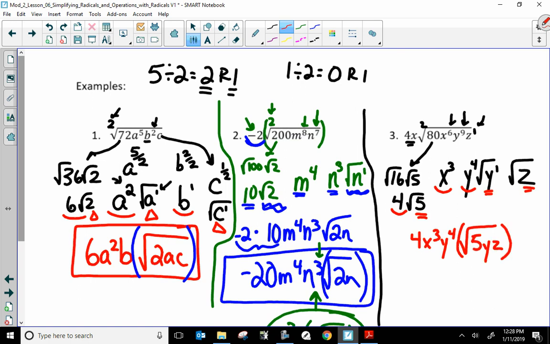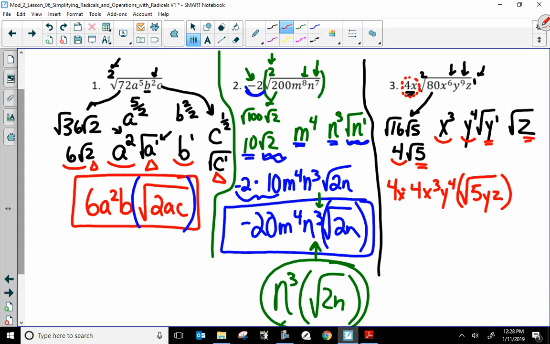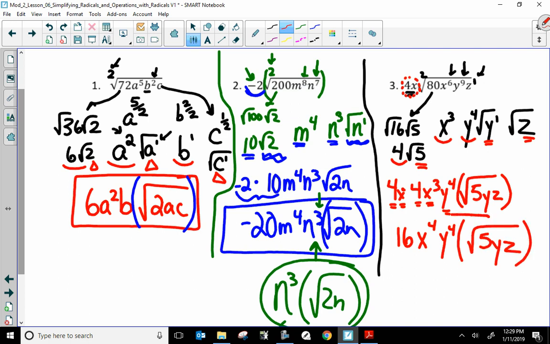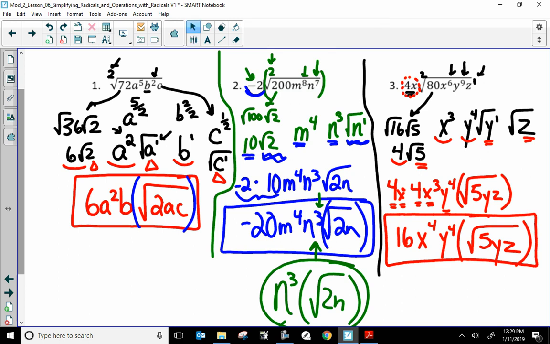5yz. Don't forget, we still need to multiply by 4x. So, when everything's all said and done, 4 times 4 is 16. X times x cubed is x to the fourth, y to the fourth, parenthesis, 5yz. A little bit detailed, a little bit of writing, but that's the easiest way to do it.